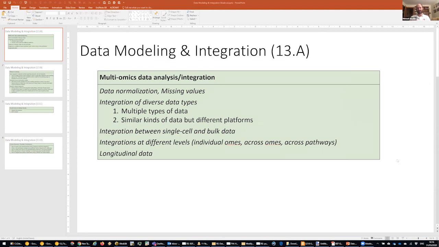And then we would discuss what kinds of data to integrate, and for similar data from different platforms, how to integrate that. Some of the issues about single cell and bulk data, I don't know if I've seen so much of that in the sections I've been in. And then there are many different levels at which to integrate data, and I think that would make a very interesting topic. And lastly, longitudinal data, how to deal with that for integrating across time. So those are some of the topics we thought we'd handle in this subsection.